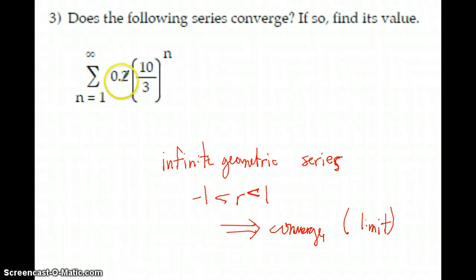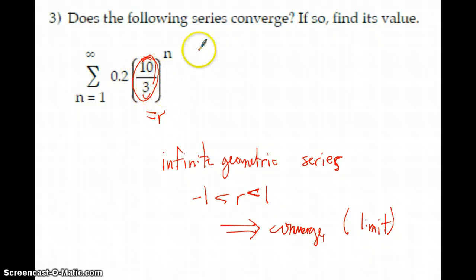Well, this one appears to be geometric. It looks like there's a g sub 1 here, and I have some r raised to the n power. But this thing, which looks like it would be r, is being multiplied each time, because every time I go up another notch, g sub 1, g sub 2, g sub 3, every new n here is going to add one more exponent to this. So that would be 0.2 times 10 thirds to the first. Then the next term is 0.2 times 10 thirds squared. The next term is 0.2 times 10 thirds cubed. 0.2 times 10 thirds to the 4th power. The thing I'm going to keep repeatedly multiplying by is 10 thirds.